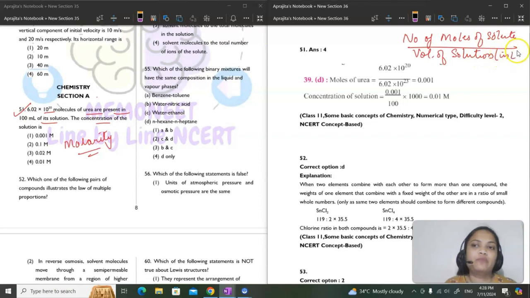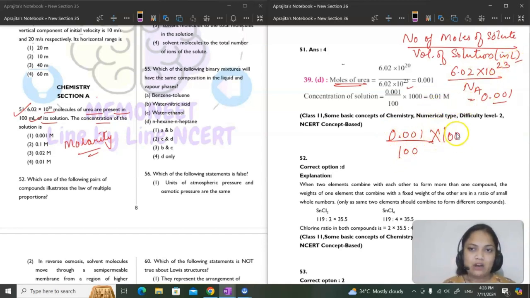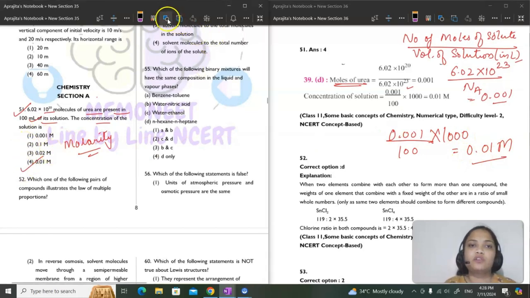In this question, you have been given the number of molecules. So firstly, you will find the number of moles of urea. From the molecules, how will you find the number of moles? By dividing by Avogadro's number. Divide this value with Avogadro's number and you will get 0.001 moles. Volume is 100 ml, so 0.001 divided by 100 ml. We have to take volume in liters, so we multiply by 1000 to convert it to liter. It will come out to be 0.01 molar. Very simple question. Answer is option number 4.